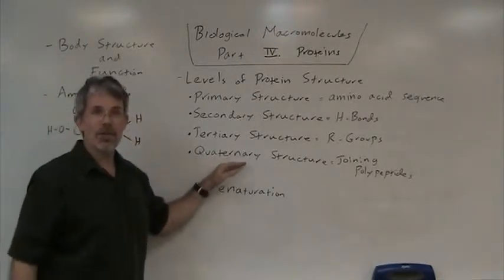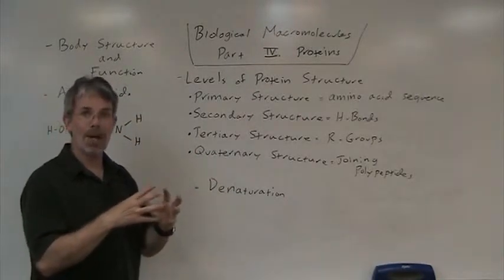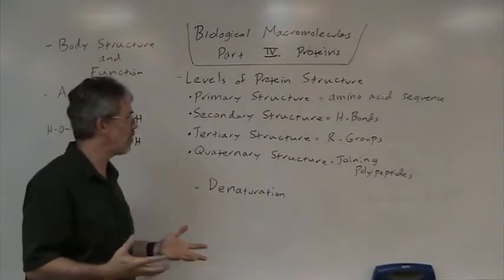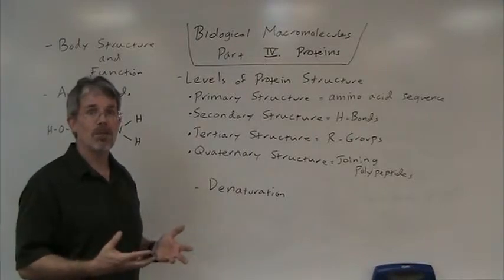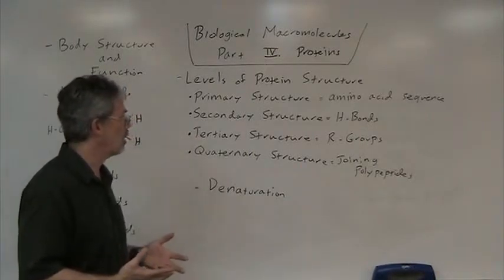Now, the quaternary structure is when two or more polypeptides join into the full-fledged functional protein. So, for example, hemoglobin, it is made of 4 subunits. It is known as a tetrameric protein.